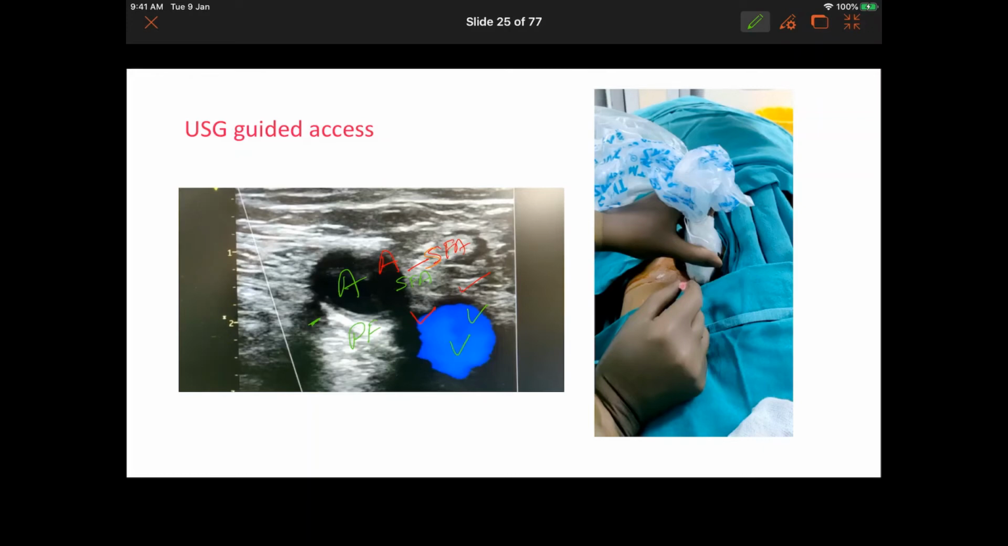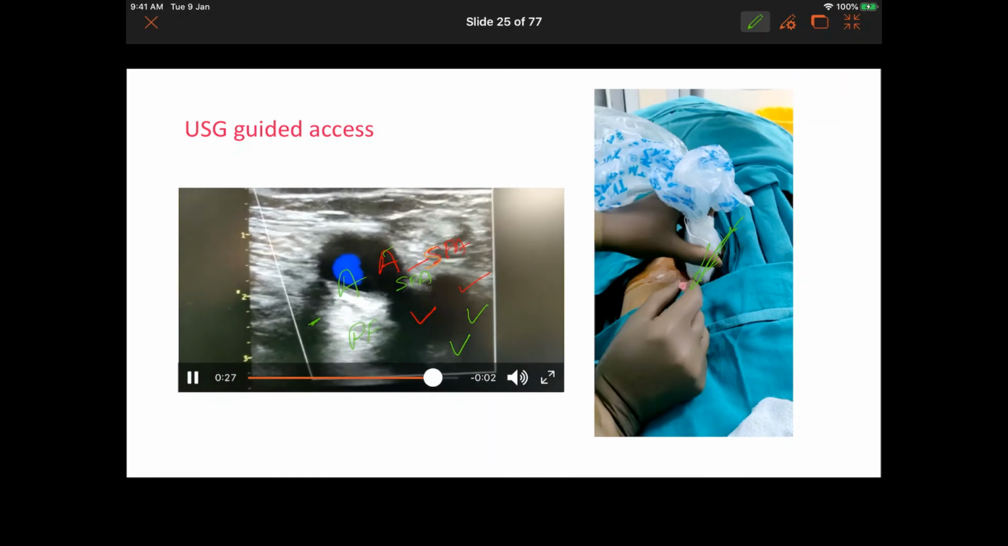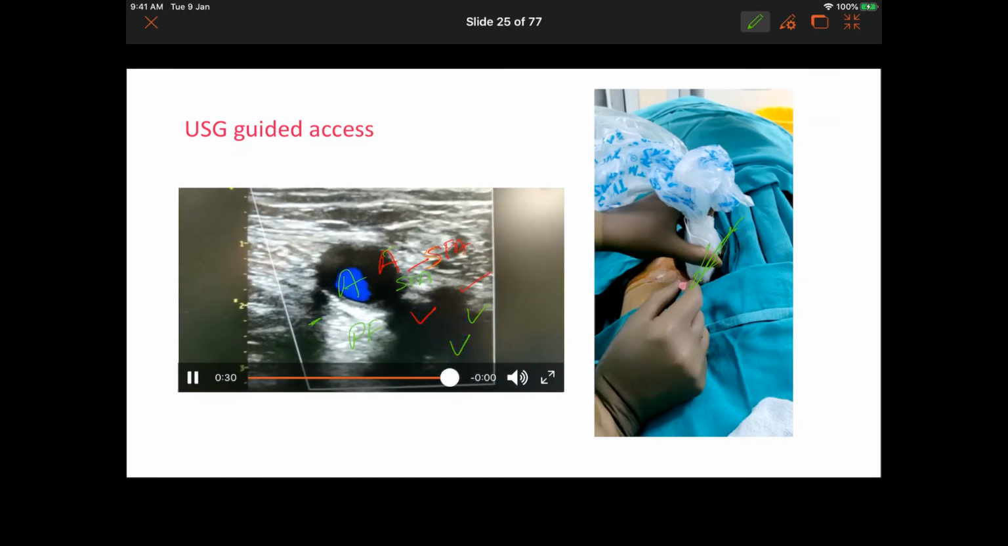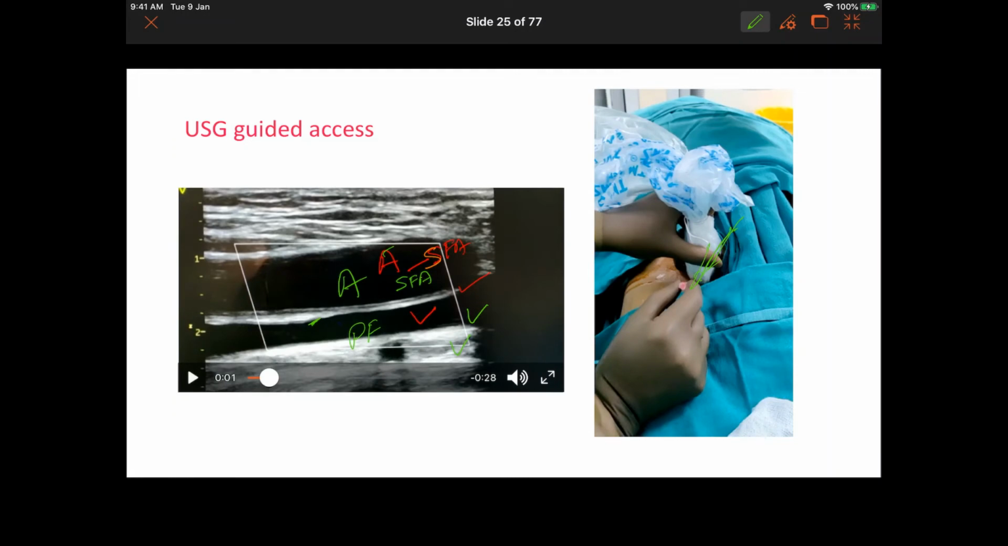The longitudinal view: you can see here that if you align the probe along the vessel, it gives the longitudinal view, and then you turn it around and it gives a trans-sectional or cross-sectional view. So this is a cross-sectional view, which gives you a level. The longitudinal view is when your probe is aligned to the direction of the vessel, and it helps to guide you for the direction of the needle, how you proceed.